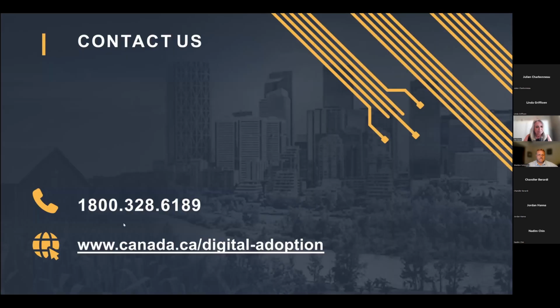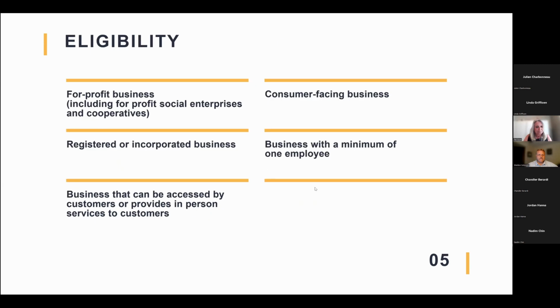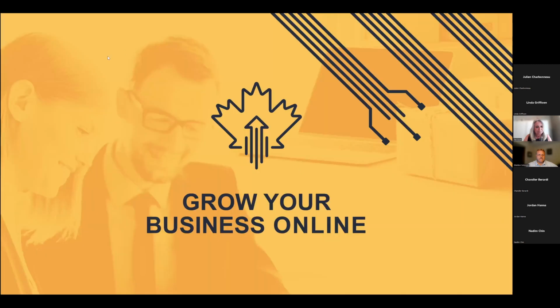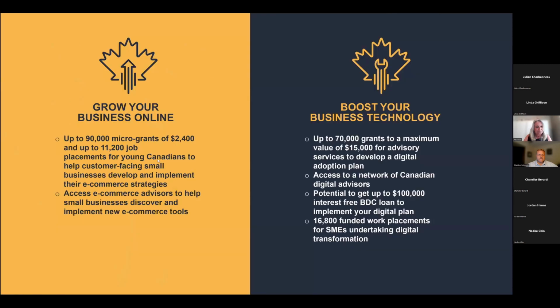This is the phone number where you can reach the program, and also this is our email address. But if you Google it, you'll find us right away, and all the information is there. I can go back to this slide since it's a good side by side, or a good summary of the program, and that's it. So that is the presentation for the Grow Your Business Online grant.